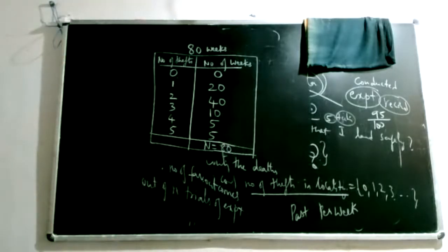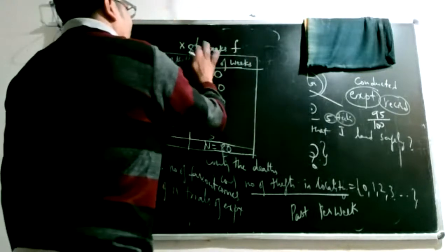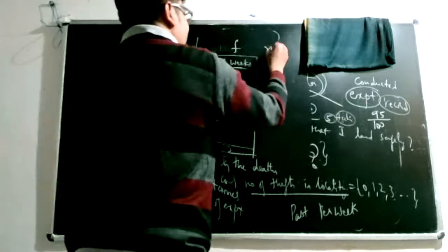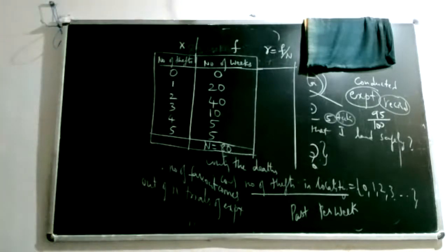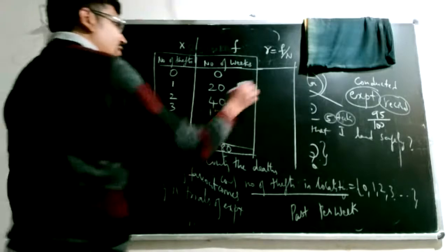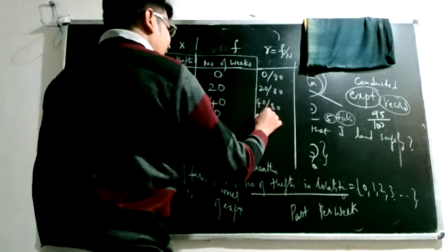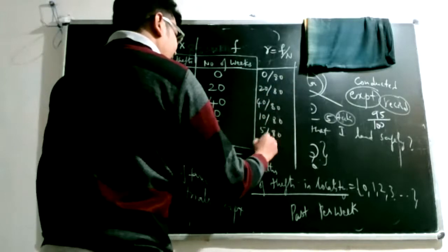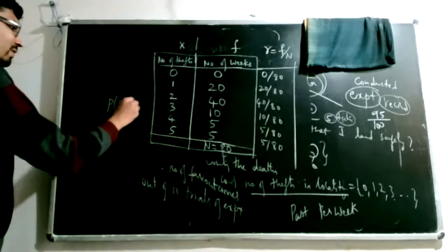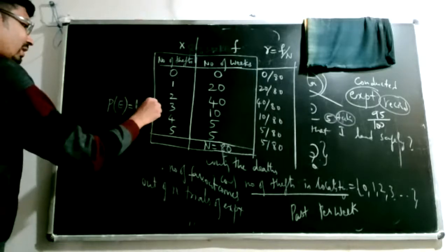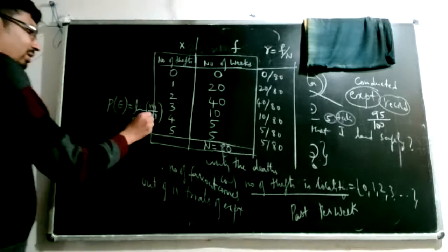While talking about the frequency distribution, we looked into what is called relative frequency, R is equal to F by N, the ratio of frequency to total frequency. Now if I use that concept: 0 by 80, 20 by 80, 40 by 80, 10 by 80, 5 by 80, 5 by 80. So this relative frequency is actually a definition: P of E is equal to limit n tends to infinity of m by n. You could say that, but you're not applying the limit. We are not talking about the mathematical limit.